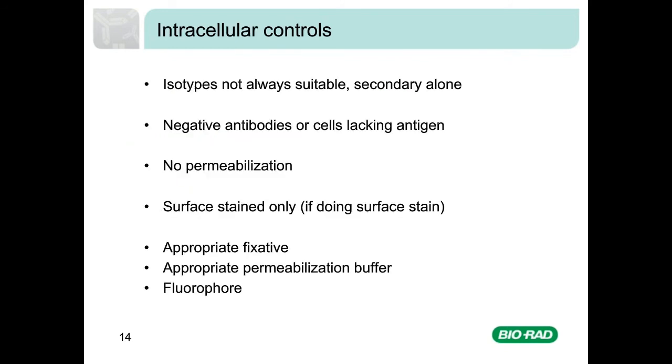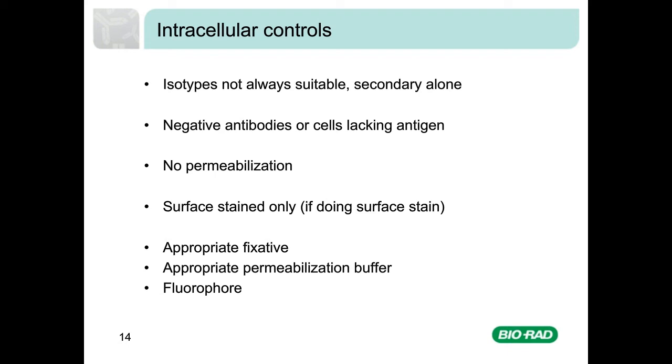Intracellular staining can be tricky, with high levels of background often seen. Isotype controls, as I mentioned, are not always suitable, and if a secondary is used, using the secondary antibody alone can often reveal some of the non-specific binding. In addition to an unstained sample, appropriate controls for intracellular staining can include antibodies known not to bind to your cells, or staining cells you know lack the antigen to reveal the background staining. Ideally, this should be done with the same type of cell.